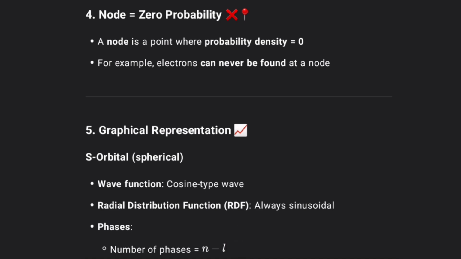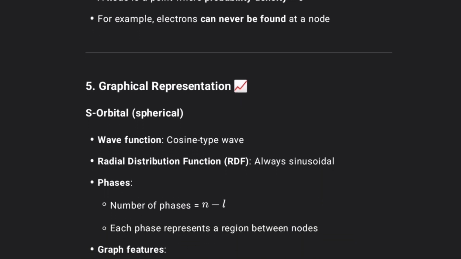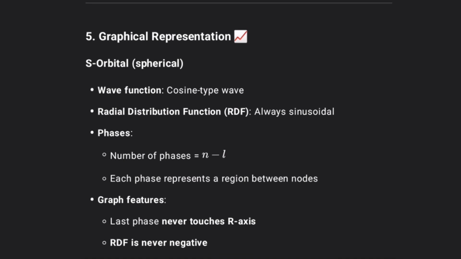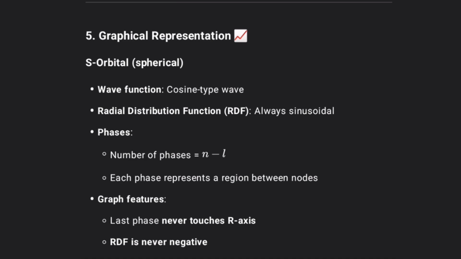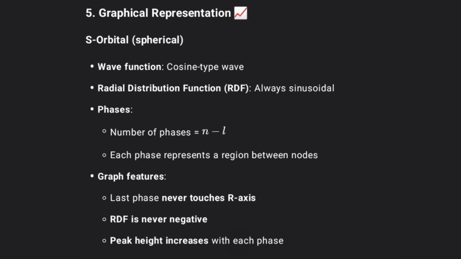5. Graphical representation. S orbital: spherical, wave function is a cosine-type wave, radial distribution function always positive. Number of phases: n minus l. Each phase represents a region between nodes. Graph features: the last phase never touches the r axis, RDF is never negative, and peak height increases with each phase.